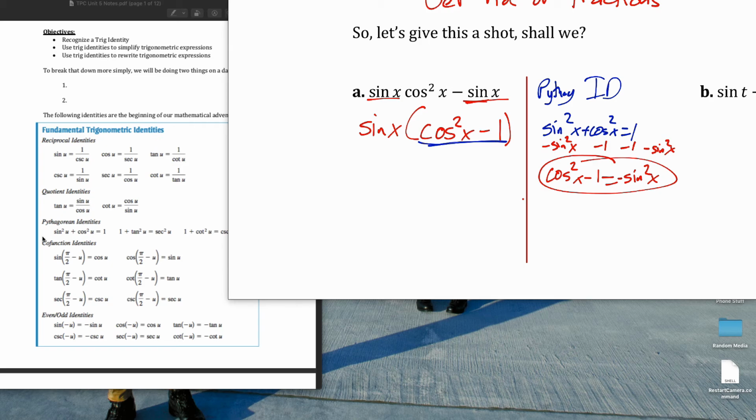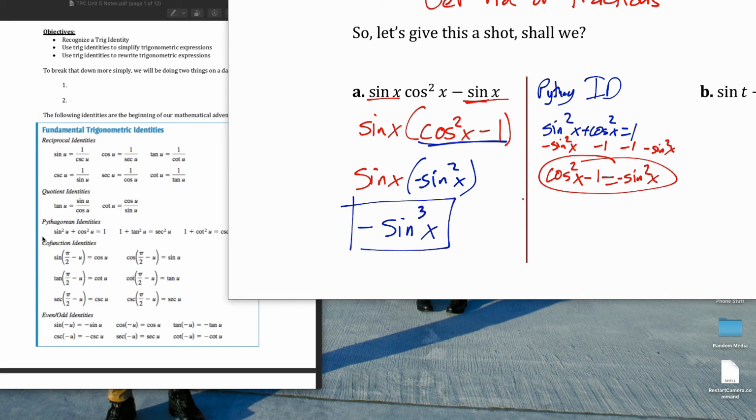So after we rotated that Pythagorean identity around, we got cosine squared minus 1 equals negative sine squared. In other words, we can replace that cosine squared minus 1 with negative sine squared. And so now we have sine of x times negative sine squared. That's the same as negative sine cubed of x. And that's as simplified as we're going to be able to get that statement. Now let's try another one.